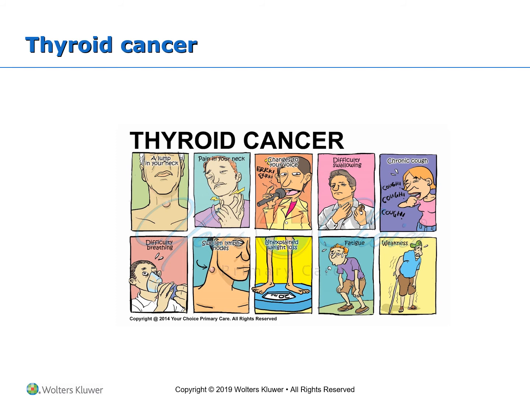They may have a chronic cough. They may have swollen lymph nodes. Those are typical signs of cancer in an area. And as general signs of cancer, they will have unexplained weight loss, fatigue, and weakness.